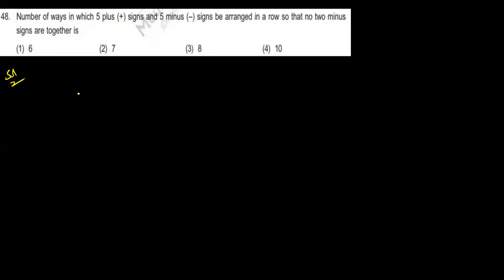So in this case, suppose plus is there. I'm fixing plus symbols. How many are there? 5. Okay. So no two minus symbols are coming together. See carefully. So I can fix minus symbols here, here, here, here. Dear students, what I'm doing here is your plus symbols are fixed. It's very important.